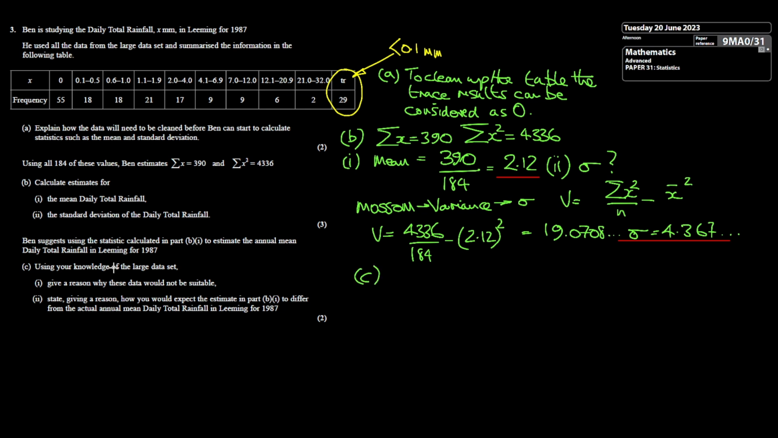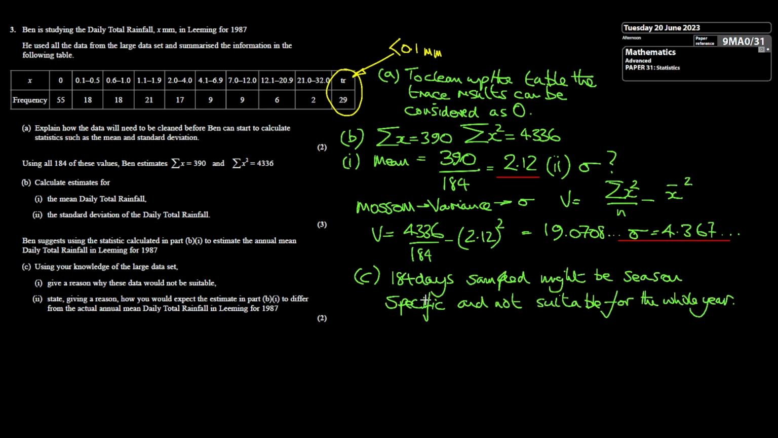So part C, Ben is now suggesting we can use his results that we've used in part B and part A to estimate the annual mean rainfall in Leeming for 1987. We've got to use our knowledge of the large data set to give a reason why this would not be suitable. Well, we don't know, for example, what months these results cover. If they're in the winter, we will get presumably a higher rainfall content than we would in the summer. And if they were the summer, equally, we can't predict the winter. Again, you've just got to write that down as a sentence.